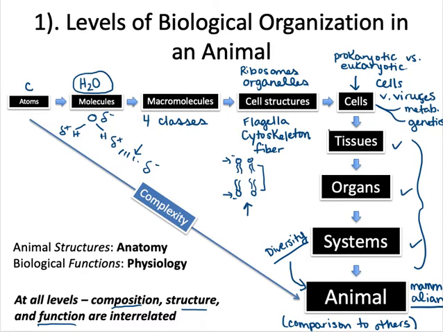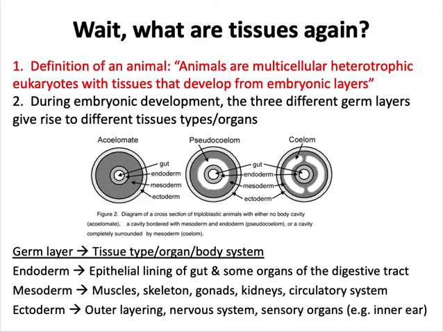All right, so today's lecture will focus mainly on tissues. Let's review when we first learned about tissues. This was in Unit 4. We learned that the definition of an animal was that it is a multicellular, heterotrophic eukaryote with tissues that develop from embryonic layers. A lot of definitions, but we broke down what each of those mean. Embryonic development is something that is common to all animals, and tissues develop from those early embryonic layers, the endoderm, mesoderm, and ectoderm.